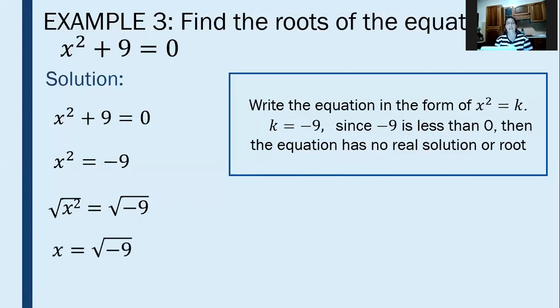So x is equal to the square root of negative 9. No real solution or root. Again, a perfect square cannot be negative. Therefore, no solution or root.